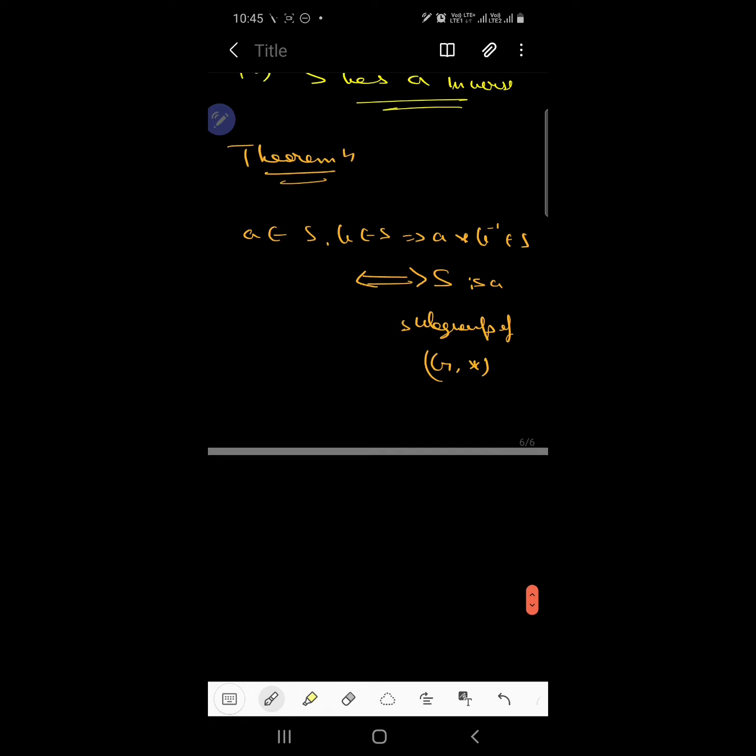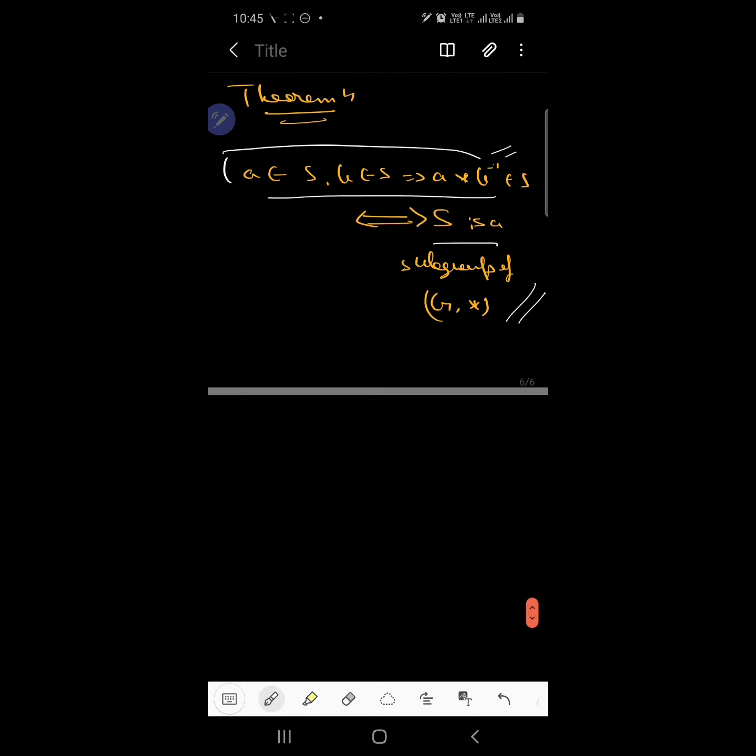Okay, so first we try to prove it from here to here, from this to this. Considering this to be true, we will be proving this is a direct conclusion of this statement, and then we will go through the converse proof. So we are given: A belongs to S and B belongs to S implies A star B inverse belongs to S.